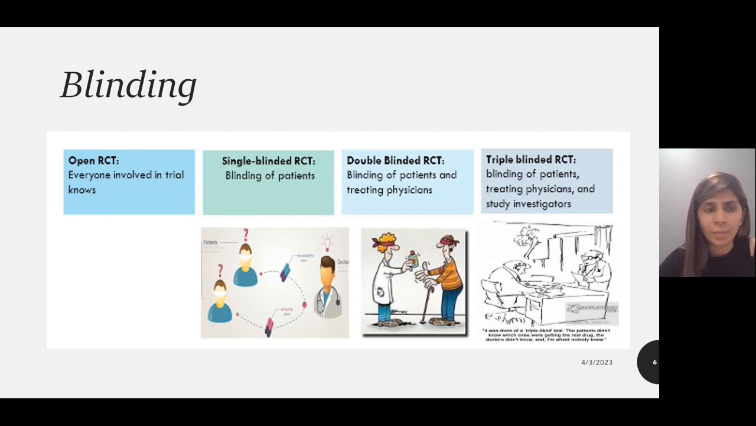While in single-blinded randomized controlled trials, only patients are blinded. In double-blinded randomized controlled trials, the patient and the physicians or anyone who is providing the intervention are blinded and they don't know who is receiving the intervention or the control. While in a triple-blinded randomized controlled trial, everyone, including patients, the person who is giving the intervention, and the study investigators, are all blinded. And they don't know who is randomly allocated to the intervention or the control group.